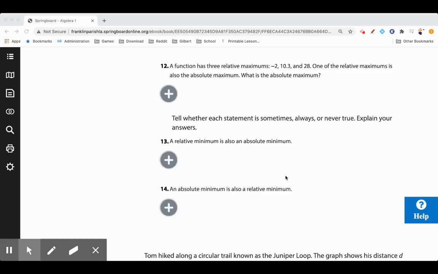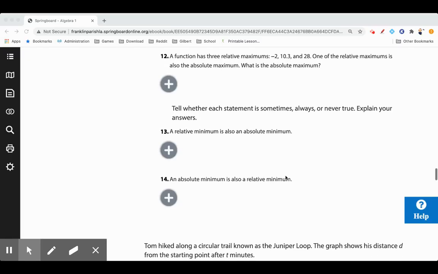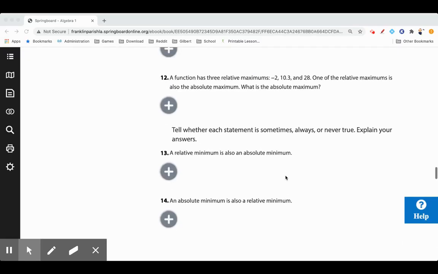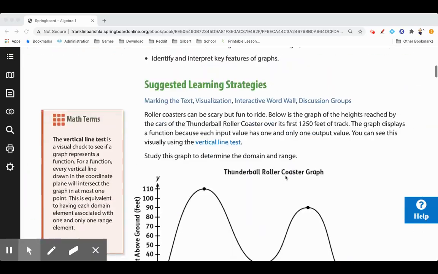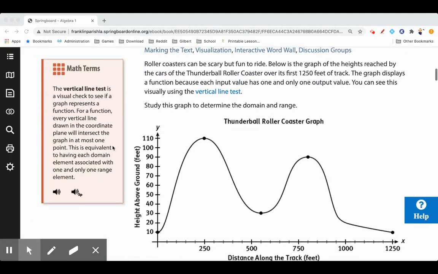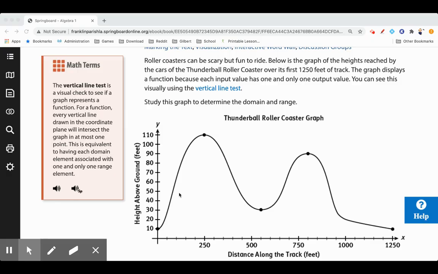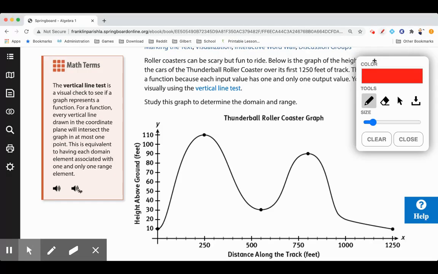Hold on just a second. So let's go ahead and review what we've seen so far. Okay, it's mostly a lot of definitions. Vertical line test. If you can draw a vertical line up and down on a function graph, and it only intersects at one point, it passes the vertical line test and is a function. Okay, vertical line test.